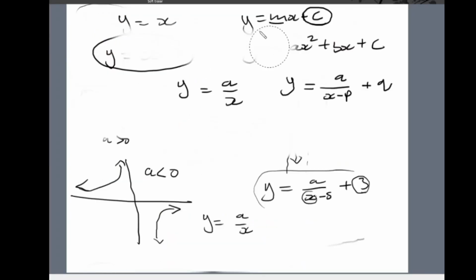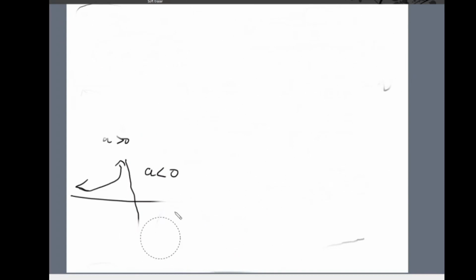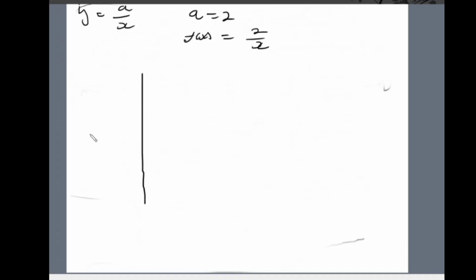Okay, let us try to understand the domain and range of a hyperbolic function, right? The hyperbolic function of the form y equals a over x. Let's say a is positive, for argument's sake let's say a is 2, which means now our function is f of x or y equals 2 over x, right? And then we're saying okay, let us draw a quick sketch of this function.